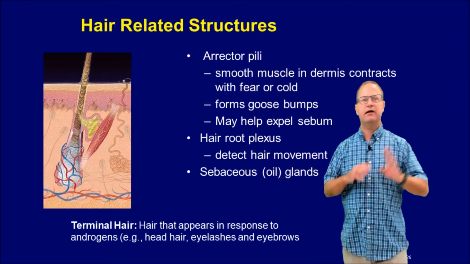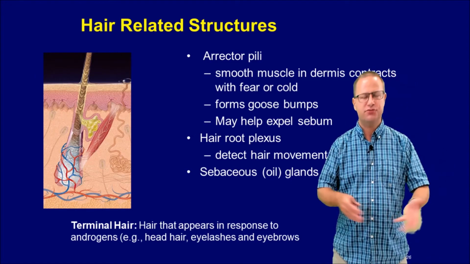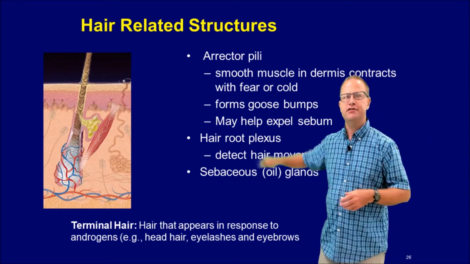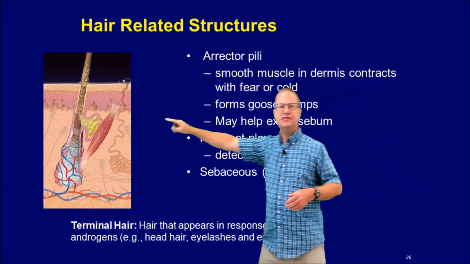Okay, now we're going to talk about a few hair-related structures. These are accessory structures associated with hairs. The first of these is something called the erector pili muscle. This is this muscle right there.